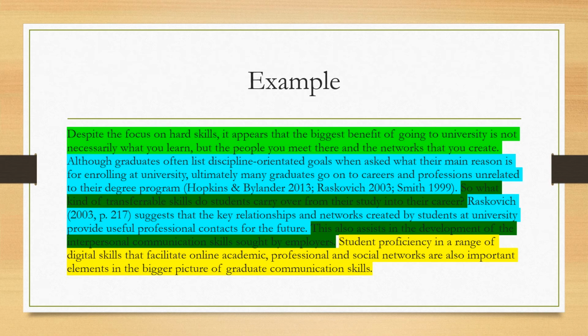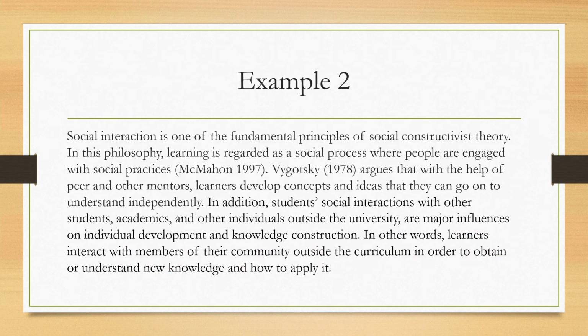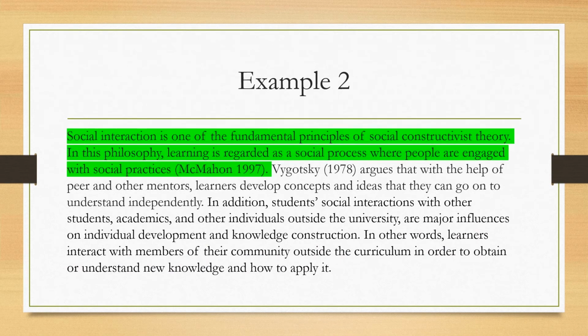Let's have a look at example 2. Here we have example 2. First off, we have our topic sentence. Social interaction is one of the fundamental principles of social constructivist theory. In this philosophy, learning is regarded as a social process where people are engaged with social practices. So our topic sentence also has a reference in it, okay? Mainly because the reference is in relation directly to what this paragraph is going to be about.